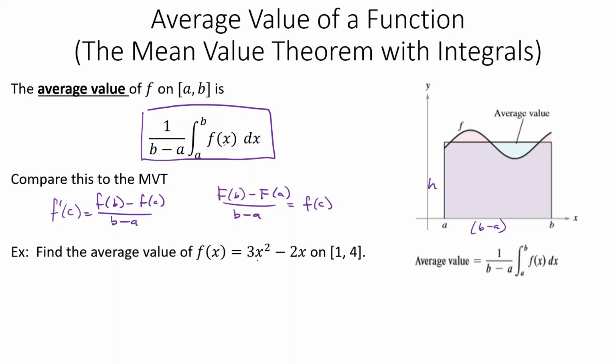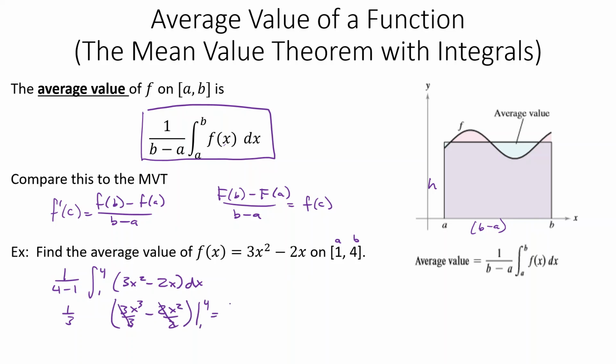All right, so find the average value of this function on the interval from 1 to 4. Well, that would be 1 over, so this is a, this is b, so 4 minus 1, times the integral from 1 to 4 of 3x squared minus 2x dx. So this is going to be 1/3. Now we're just going to integrate this. We get x cubed over 3. Those 3's are going to cancel out. Minus 2x squared over 2. Those 2's are going to cancel out. And this is evaluated from 1 to 4. Don't forget the 1/3 out front.